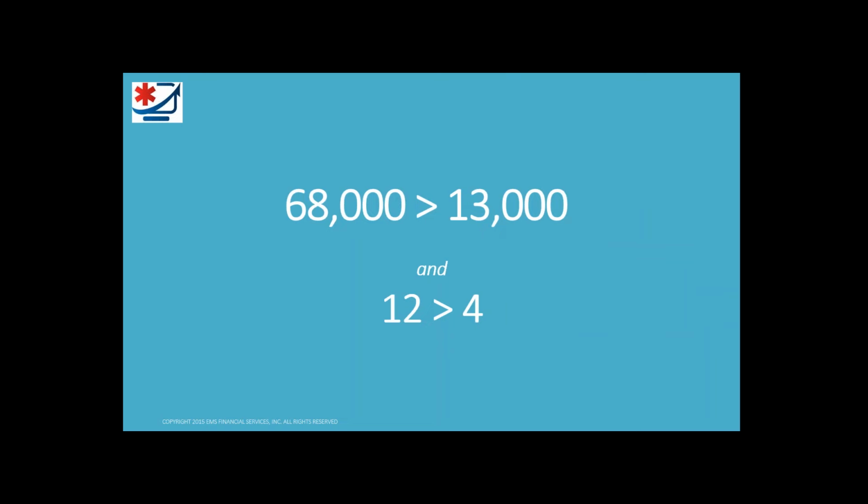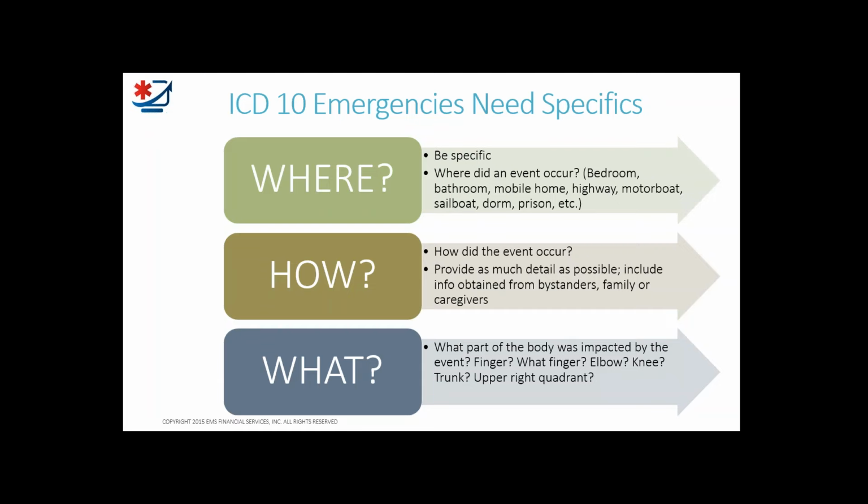Right now, there's 13,000 different ways we describe what's wrong with our patients. We're going to 68,000. 68,000 is a whole lot bigger than 13,000. And we used to have 4 blocks on our claims that we would note what was going on with our patients. We're going to have 12, and 12 is a far bigger number. So when you're looking at emergencies, you've got to be specific.